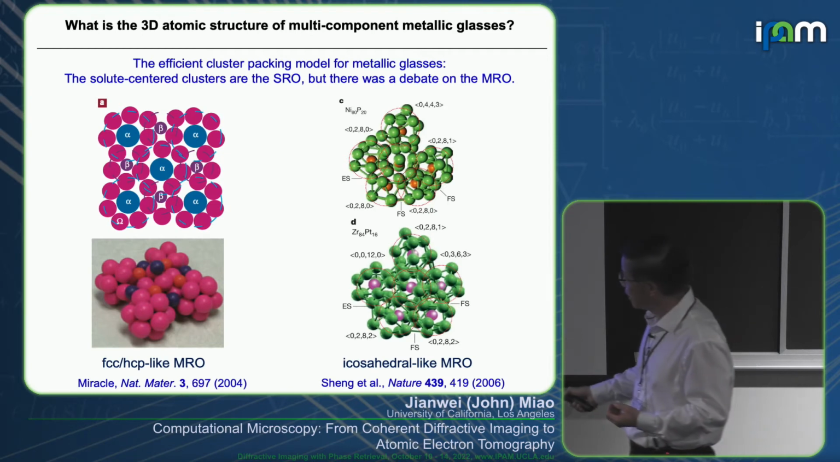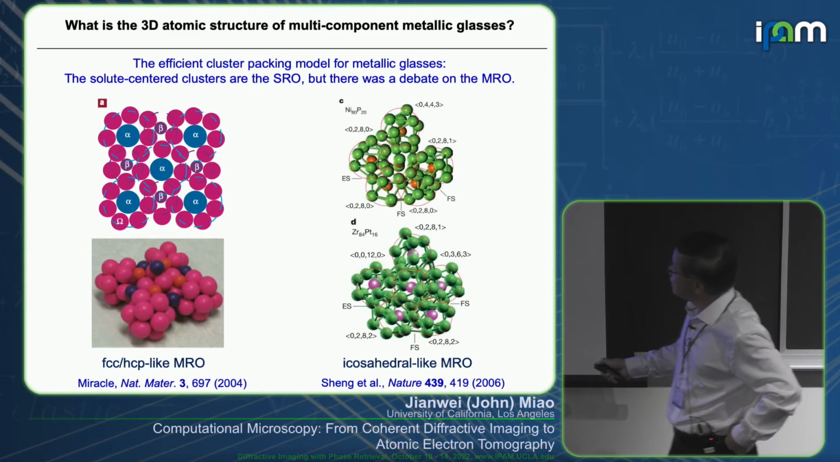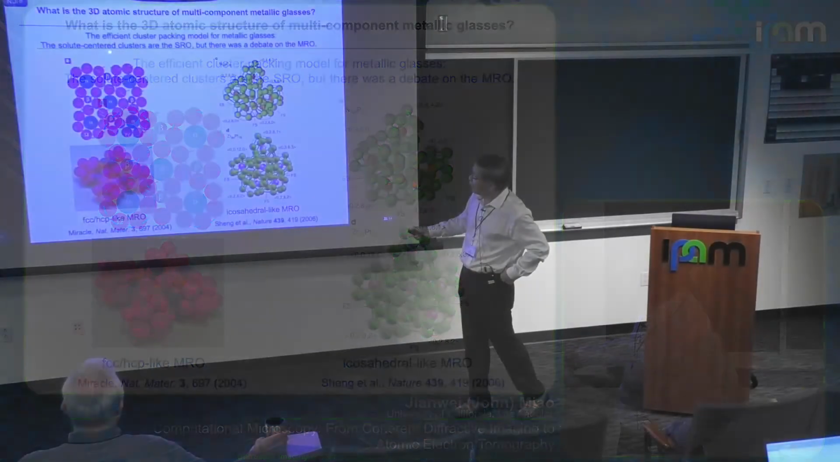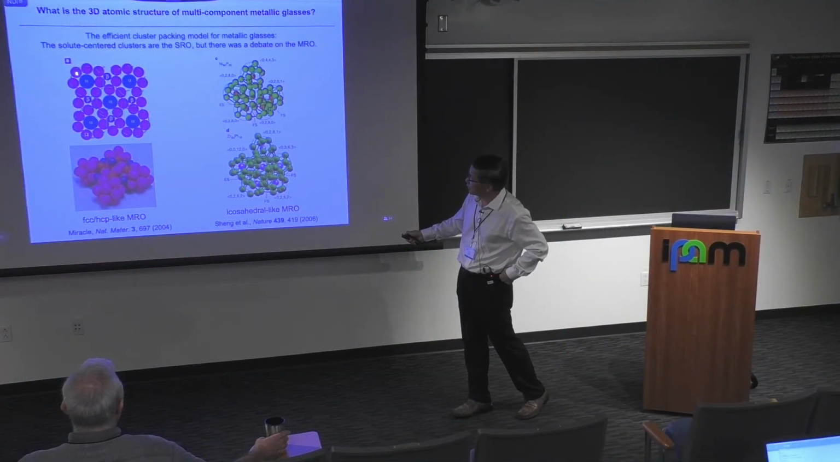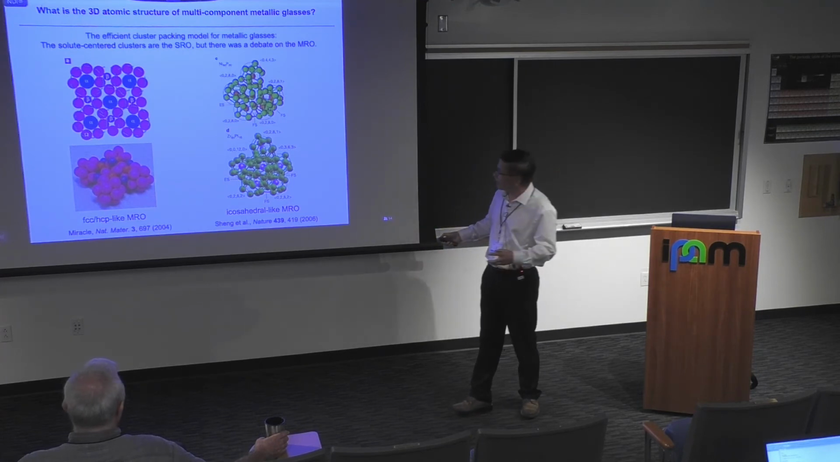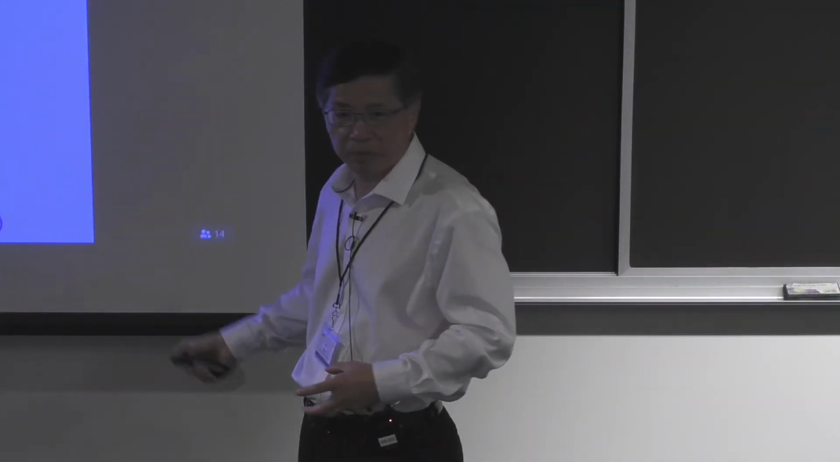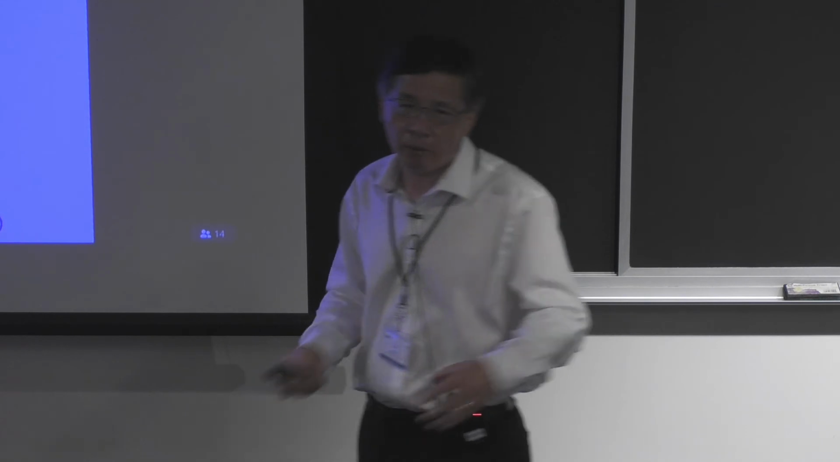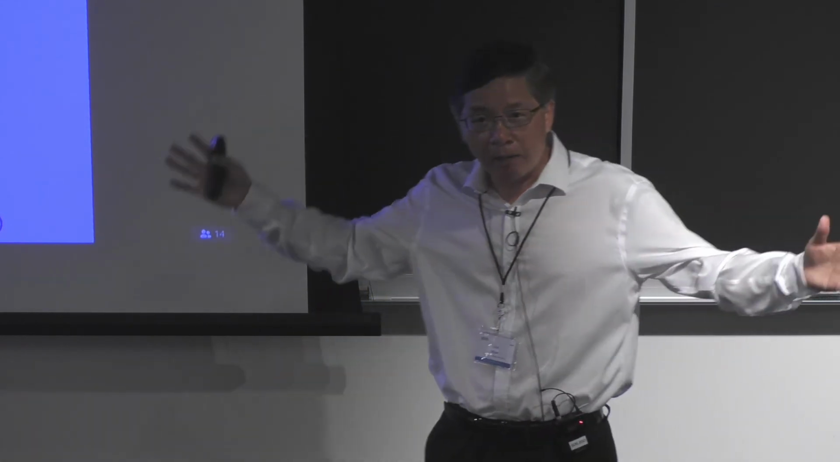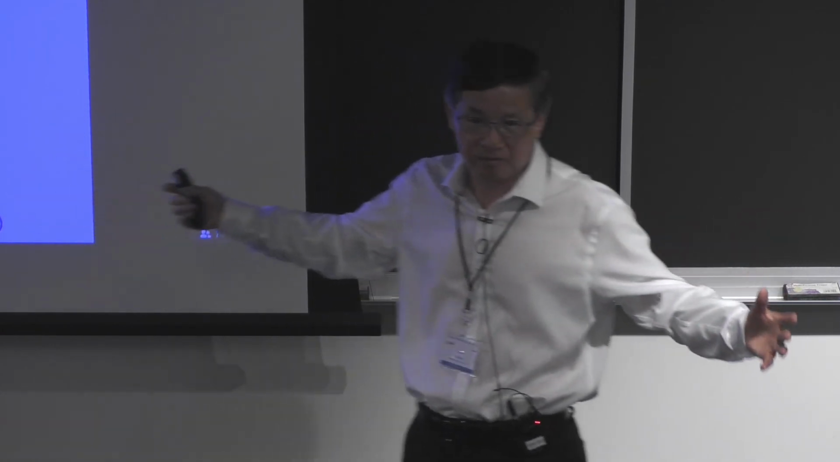One is by Miracle. He published a paper in 2004, using an indirect experimental method. He believed there's a solute and solvent model. The blue corresponds to solute, and the red corresponds to solvent. They form clusters. Each cluster is disordered, but the clusters form FCC or HCP-like medium range order, MRO. MRO is typically a few nanometers. Long range order is crystal. It can be meters, right?